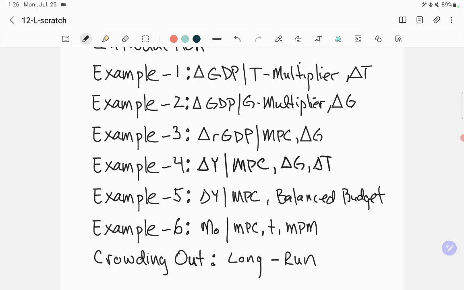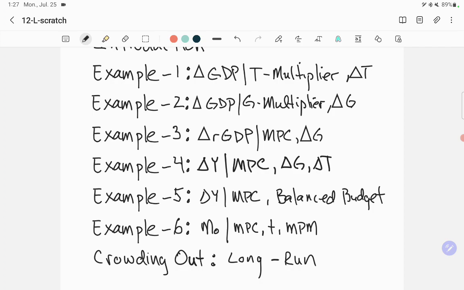Just remind me, what's the equation for the autonomous expenditure multiplier? One divided by one minus... delta Y over delta autonomous expenditure is going to give you the multiplier. Another way to get it is 1 over 1 minus MPC. Same multiplier, unless it's the tax multiplier. And that's our first one.